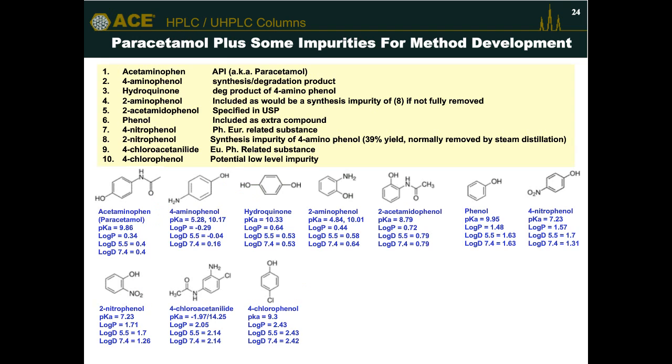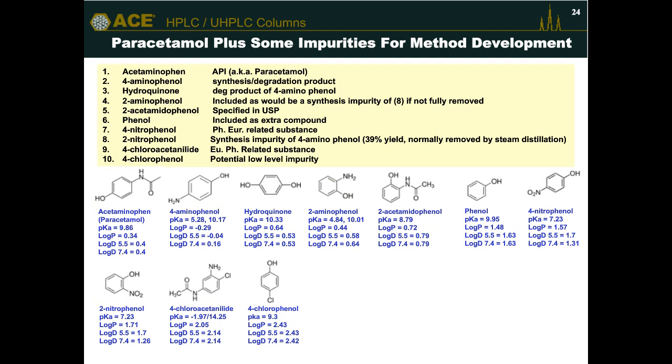The example I'm going to show you today is acetaminophen in the US, or paracetamol in Europe, and some of its related substances and degradation products. You can see here we have a mixture of 10 different components. The acetaminophen will be the parent compound, and the other 9 impurities are spiked in at 0.1% to be representative.